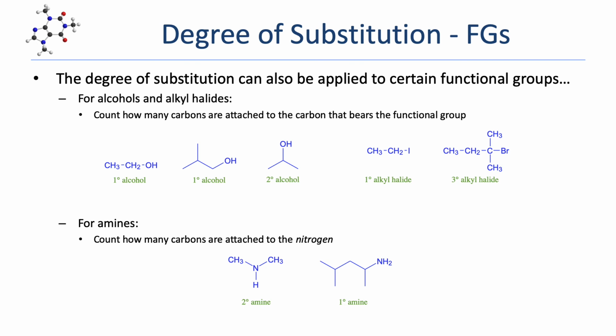Look at that second example. The nitrogen itself is only bonded to 1 carbon, and that makes this a primary amine. Yes, the carbon that is bonded to the nitrogen is a secondary carbon. But again, with amines, that's not what we look at. We look at how many carbons are bonded to the nitrogen. And in this case, it's only one. So it's a primary amine.